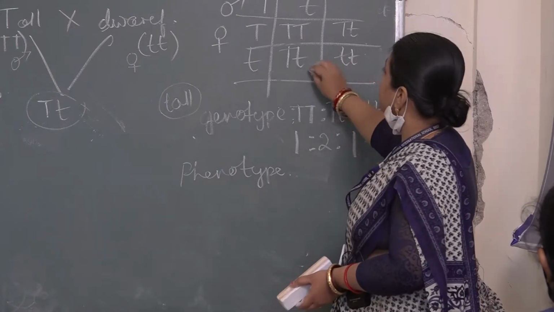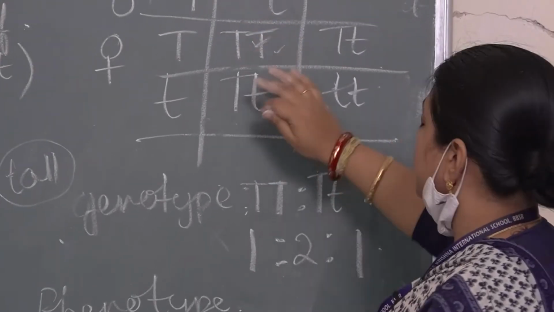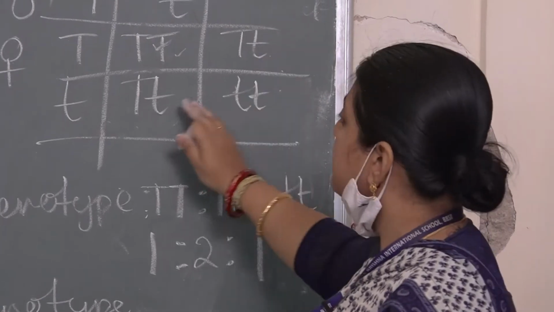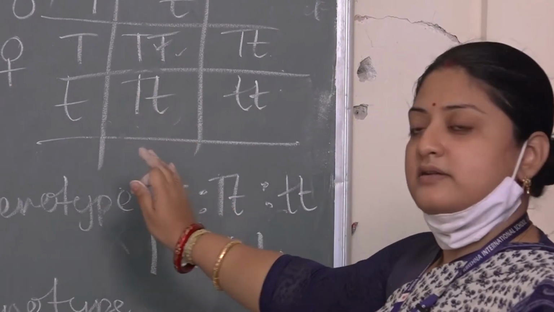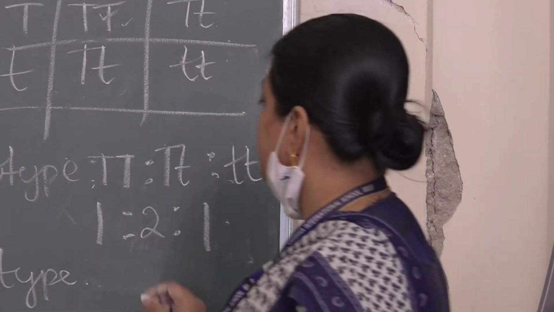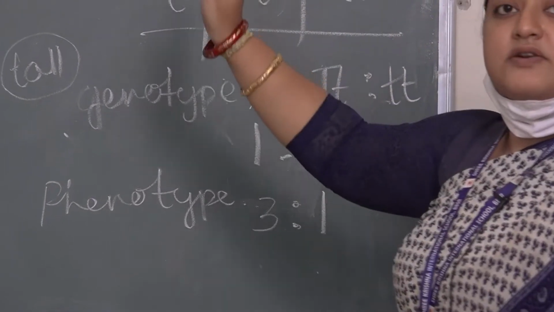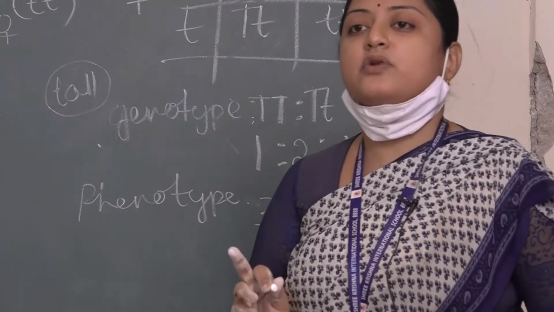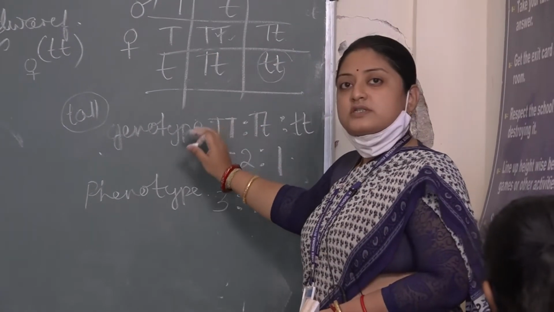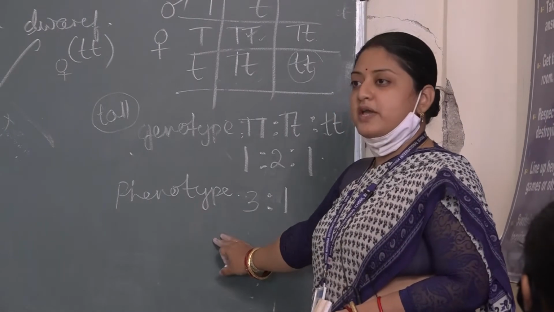So here we found that capital T capital T always expresses the tall character, capital T small t also produces the tall character, this will also produce the tall character, whereas only this zygote will produce the dwarf character. So the ratio will be 3:1. Here 3 were tall and only one zygote was producing the dwarf character. So this is known as your phenotypic ratio for monohybrid cross.